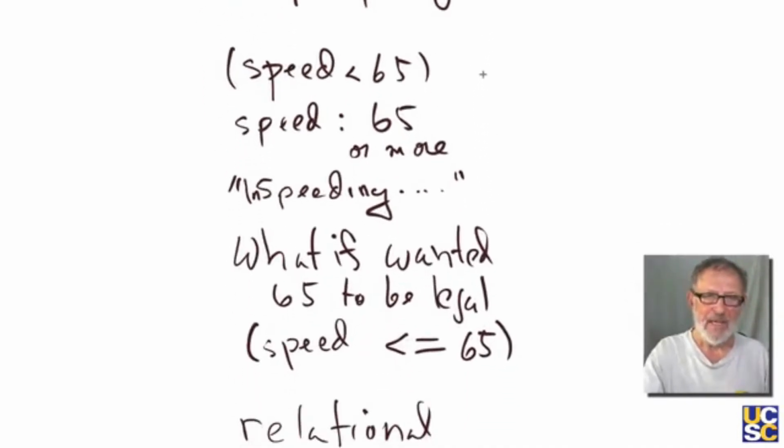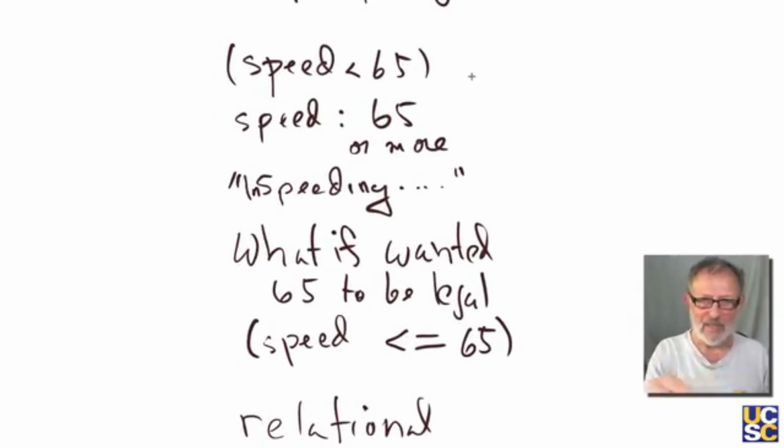Similarly, if you had a speed, again, this relation, speed less than 65, where you entered exactly 65 or more, then this would not be true. That means the expression would evaluate to 0. That means the false alternative would be taken. That means you would get your speeding ticket.